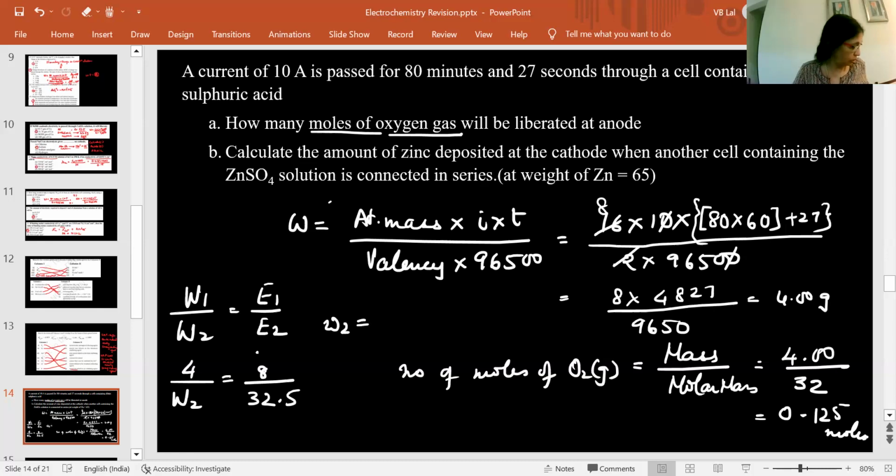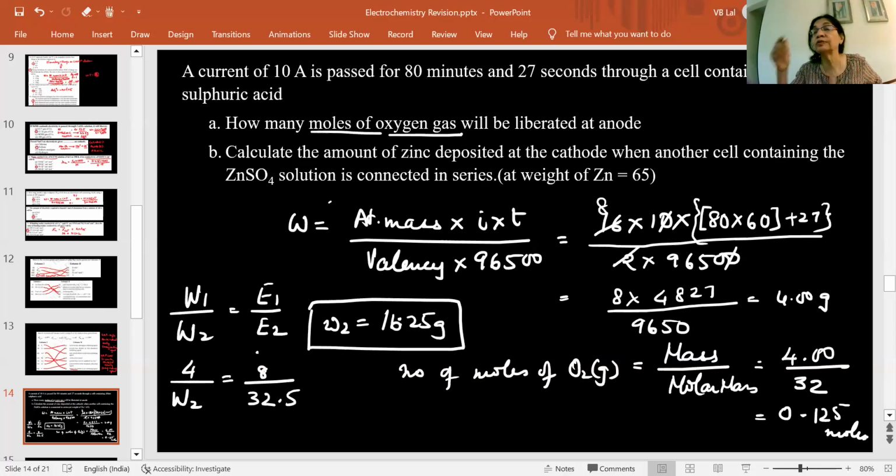So if you do this, you will get the value of W2. W2 is how much? It will come to 16.25 grams. Okay, so this is how you can do this question.